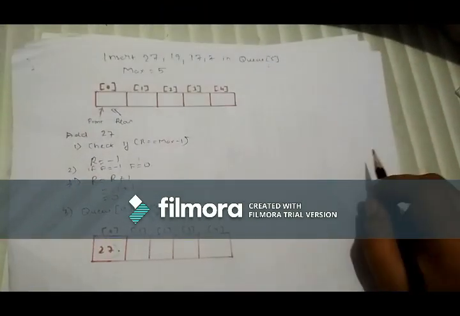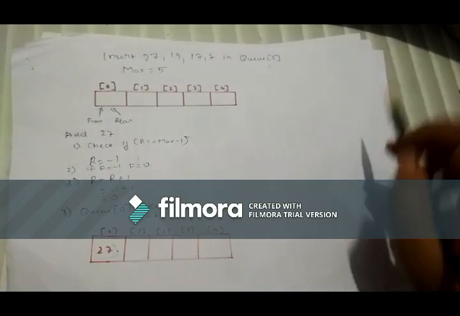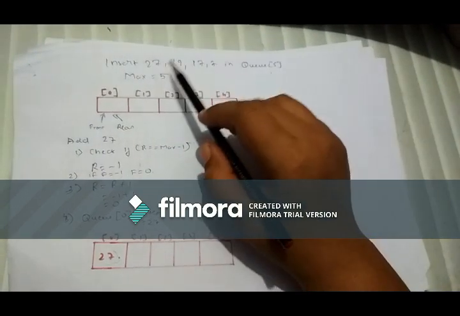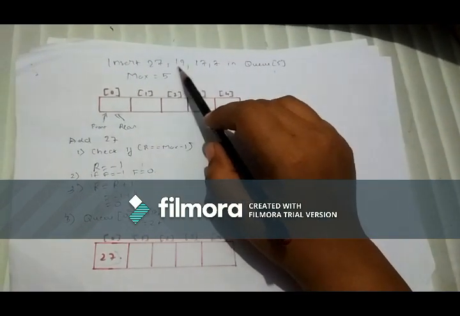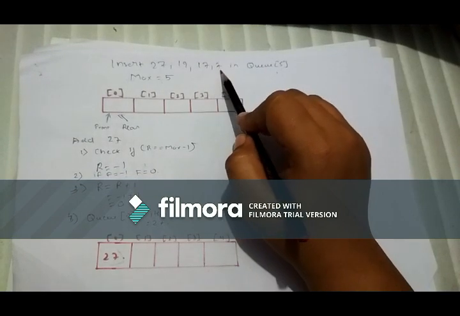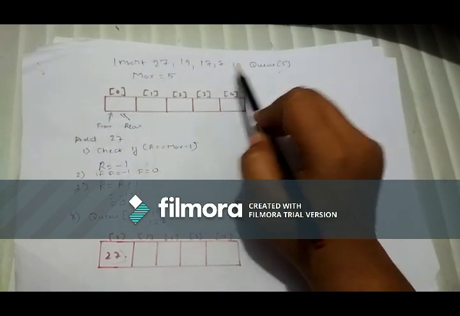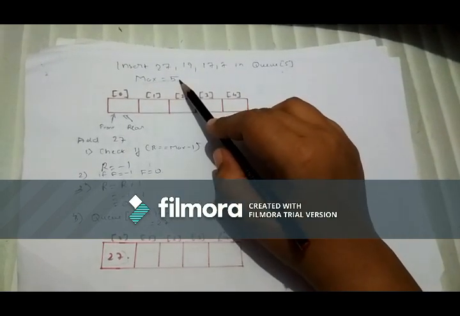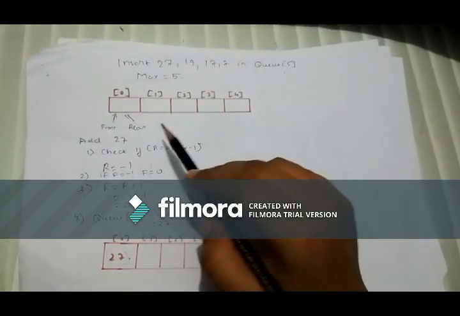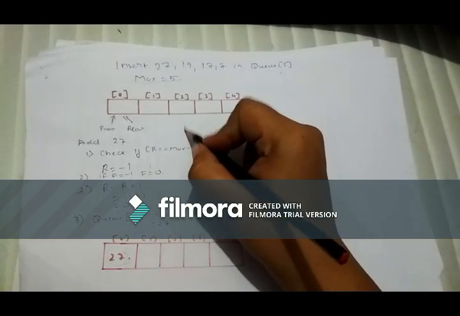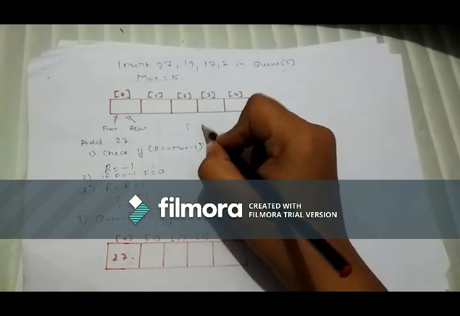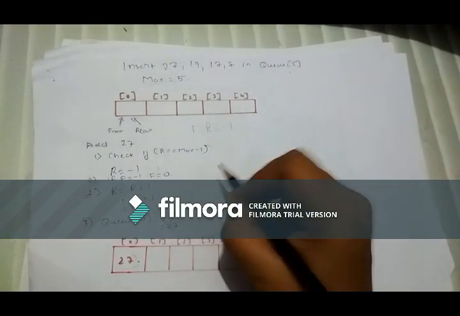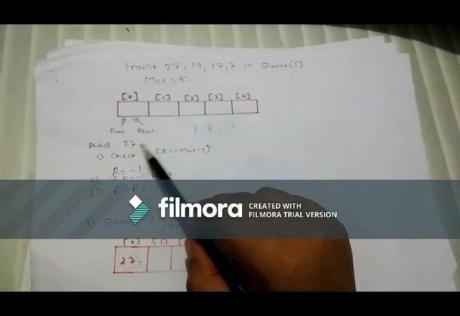Now let's see an example of a queue. There is a queue of size 5 and we have to insert 27, 19, 17, 7 in it. The size of the queue is 5, so the value of max is 5. At the initial stage, f, that is front, and rear will be -1. We will now add 27 to the queue.